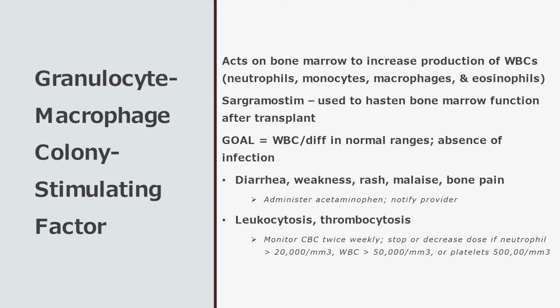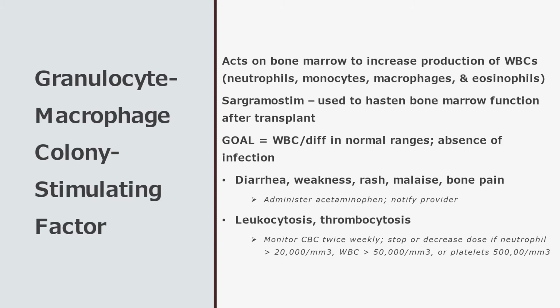Granulocyte macrophage colony stimulating factor. So this acts on the bone marrow to increase production of white blood cells. All of them, not just neutrophils. That's the difference here. All white blood cells. This example is going to be sargramostim, used to hasten the bone marrow function after transplant.